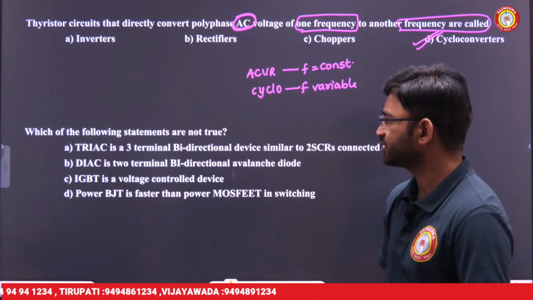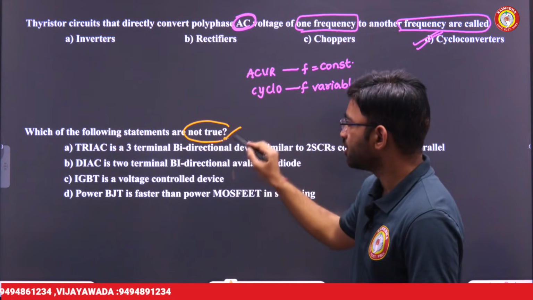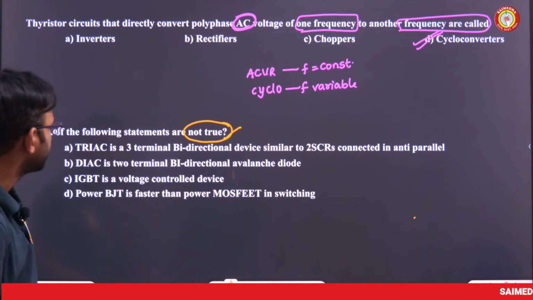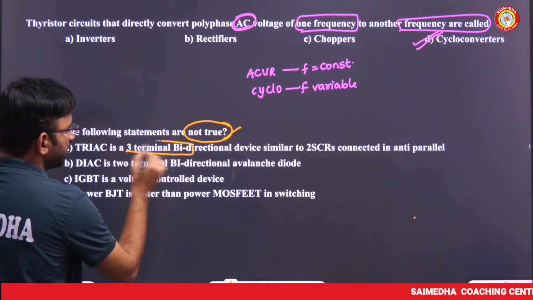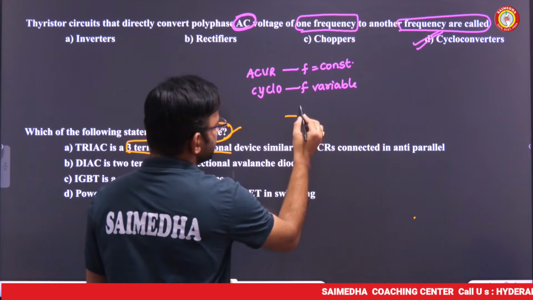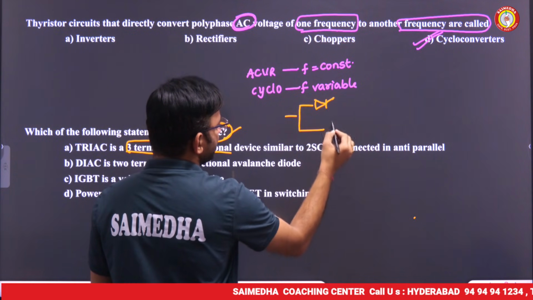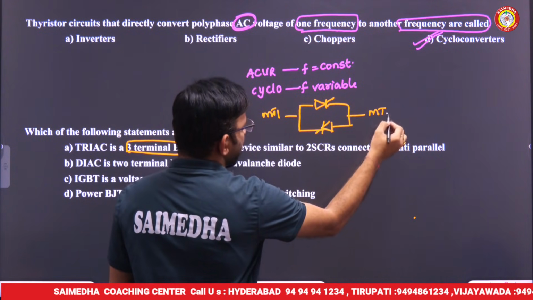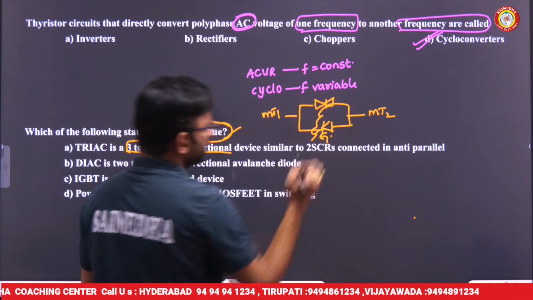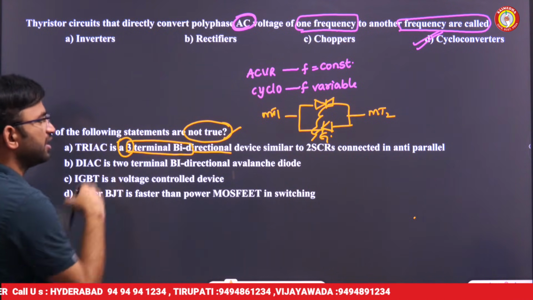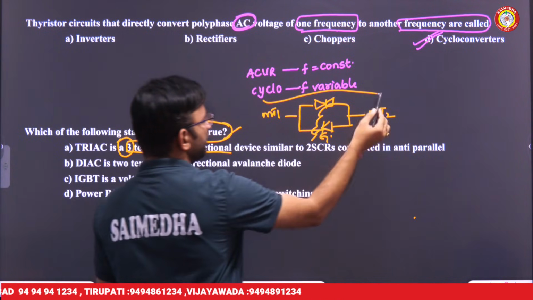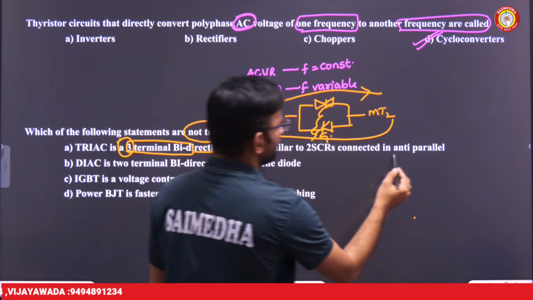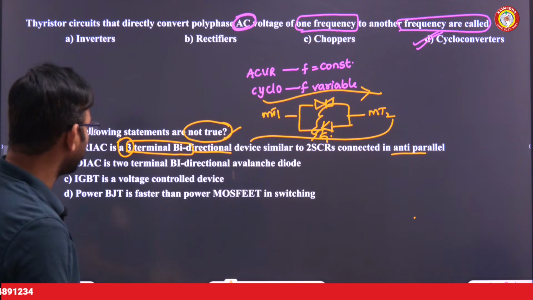Now try to go through the next question, sir. Which of the following statements are not true? They are asking which of the following statements are not true, sir. Try to see here. Triac is a 3-terminal device. Yes or no? It is bidirectional. Triac is nothing but two SCRs connected in anti-parallel fashion. You already know, sir. Here main terminal 1, here main terminal 2. Another terminal is called the gate terminal. So that's why they treat it as a 3-terminal device. Bidirectional, yes or no? Current will flow in this way, and in this way. And two SCRs are connected anti-parallel.